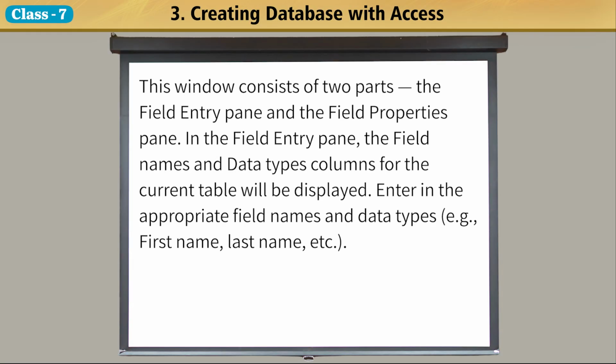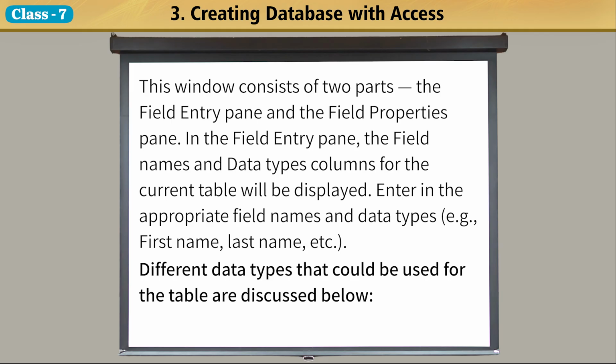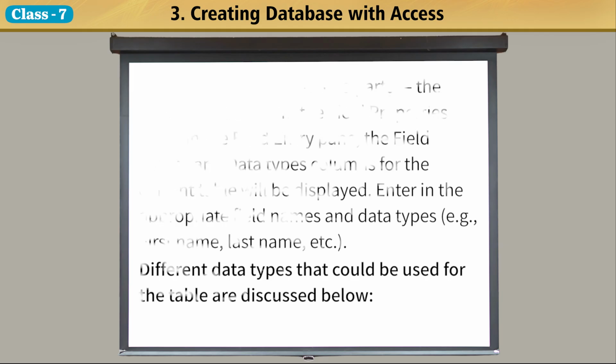This window consists of two parts, the Field Entry pane and the Field Properties pane. In the Field Entry pane, the field names and data types columns for the current table will be displayed. Enter in the appropriate field names and data types, for example, first name, last name, etc. Different data types that could be used for the table are discussed below.